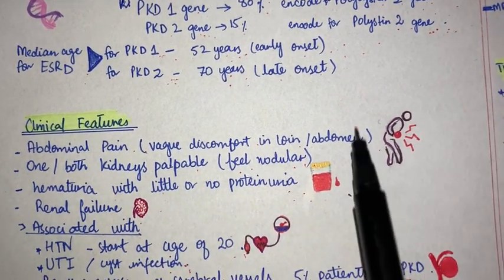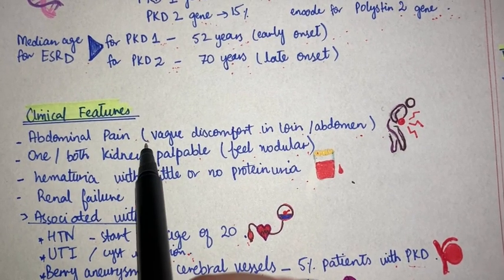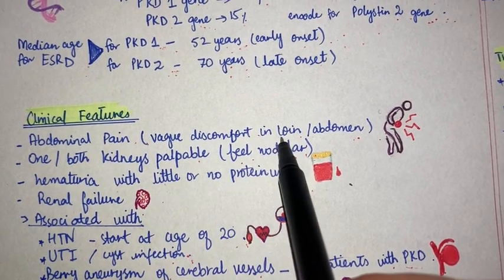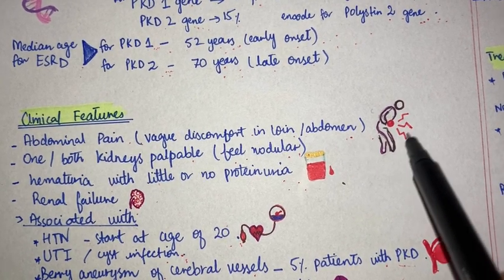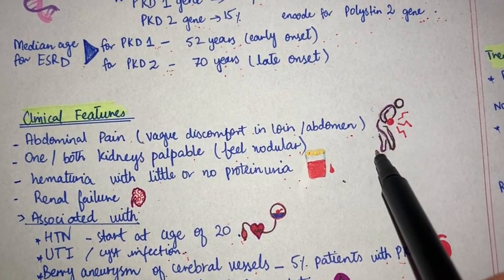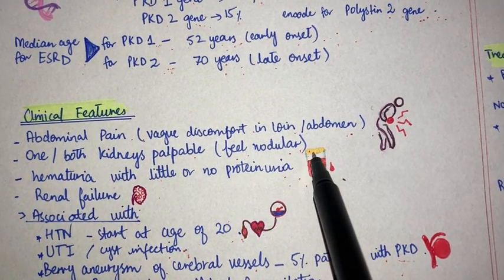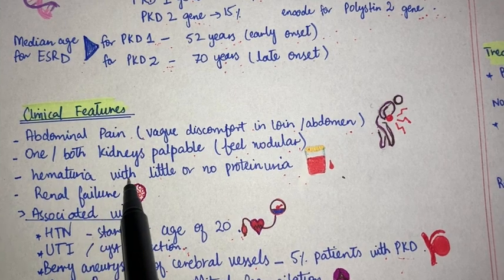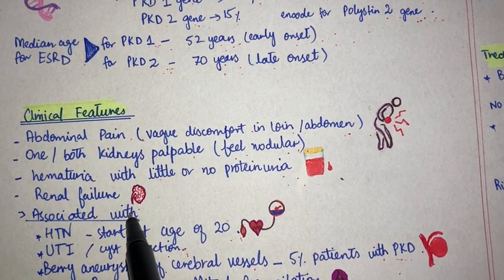Then what are the clinical features of the patient? The patient may present with abdominal pain, which may be vague discomfort in the loin or abdomen, but if the cyst ruptures or there is hemorrhage in the cyst, there will be acute pain. Then one or both kidneys may be palpable and they feel nodular. Then hematuria will be present in the patient with little or no proteinuria, and there will be renal failure.